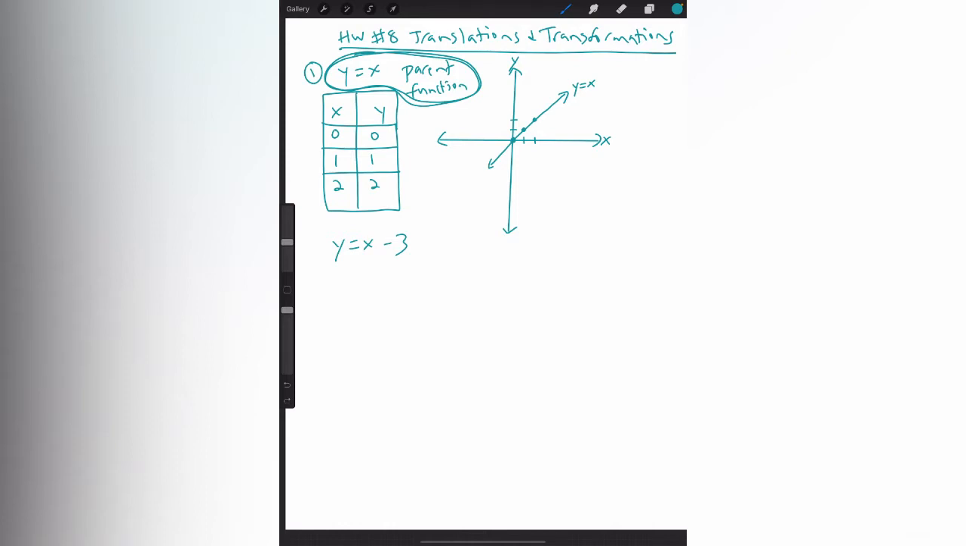So without even going to my table, I'm going to do this first. It wants me to graph it. I'm going to move all of my points down 3. So I start my first point here. Remember that was 0, 0.